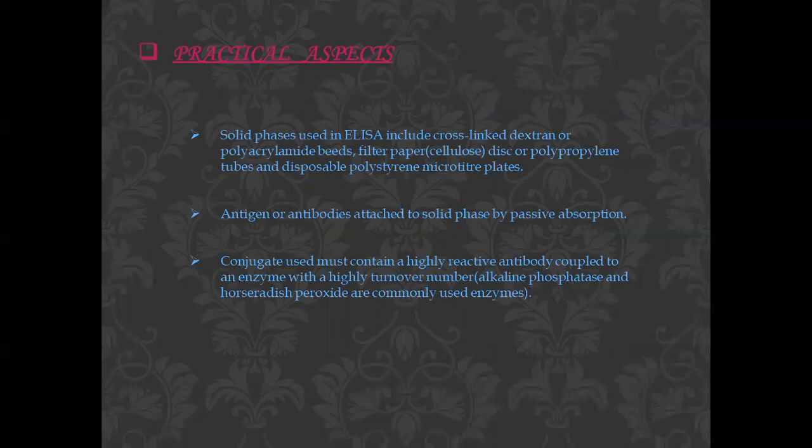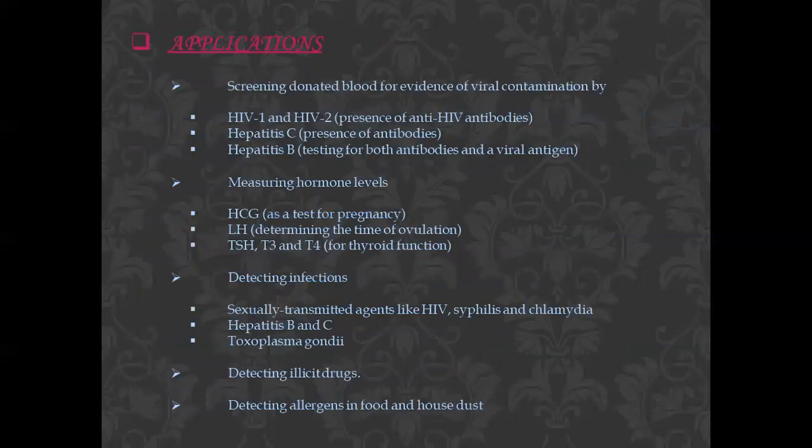So this ELISA test is mainly used for screening donated blood for evidence of viral contamination, whether HIV is present or not, or hepatitis is present. The next, measuring hormone levels, particularly HCG, to identify whether it is pregnancy positive or negative. Then luteinizing hormone, to time when ovulation is best. Then thyroid stimulating hormone. Then particularly the thyroid functions of T3 and T4.